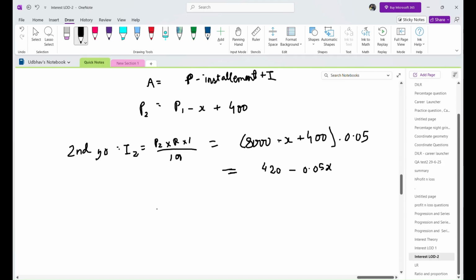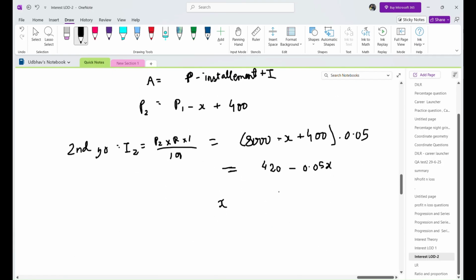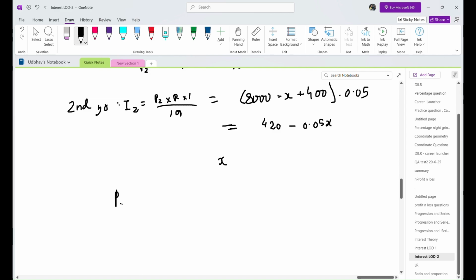And now what will be the principal then? Again, we'll give the installment. What was the installment again? We'll again give X rupees as installment for the second year, because we are told we have to give 3 equal annual installments. So the principal for the third year will be the principal for the second year minus the installment plus the interest of the second year.